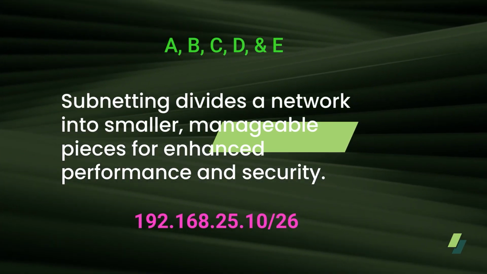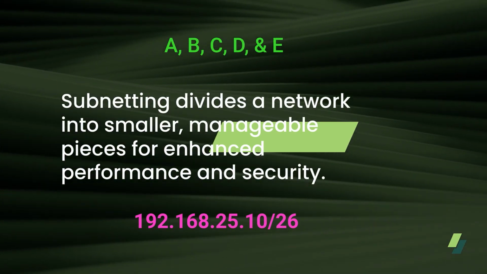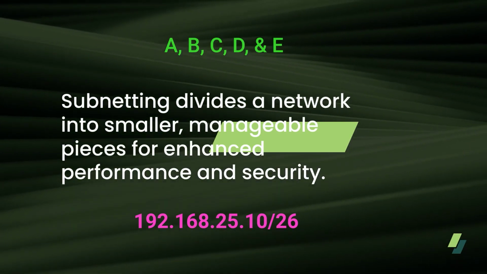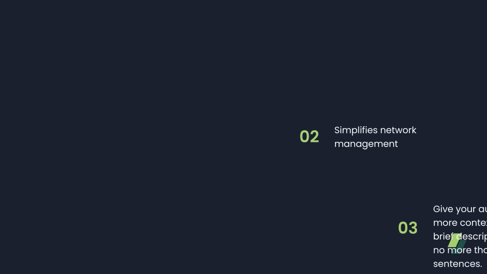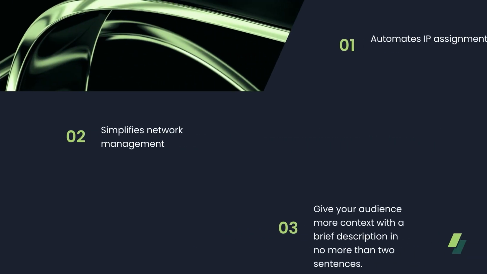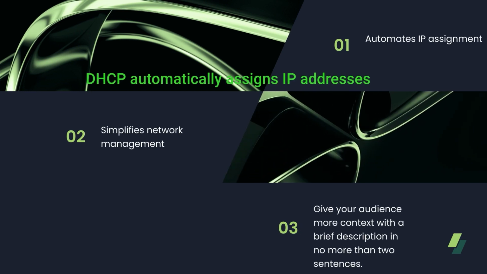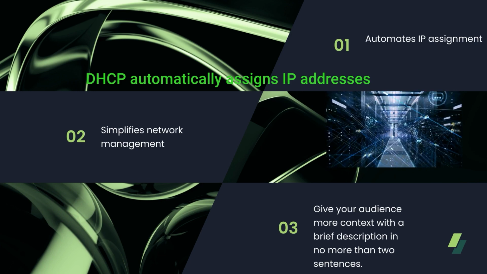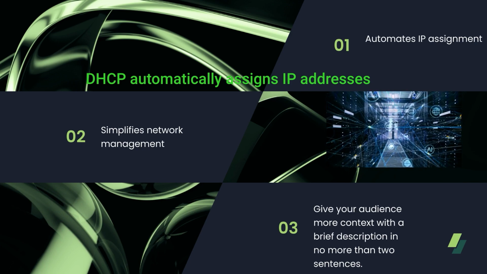Subnetting allows for more efficient use of IP addresses and helps isolate network traffic. Subnet masks determine the size of the subnet and which part of the IP address represents the network portion and which part represents the host portion. Dynamic Host Configuration Protocol, or DHCP, automatically assigns network addresses. Dynamic IP addressing assigns IP addresses to devices when they connect to the network. Dynamic IP addresses are temporary and may change each time a device reconnects to the network.